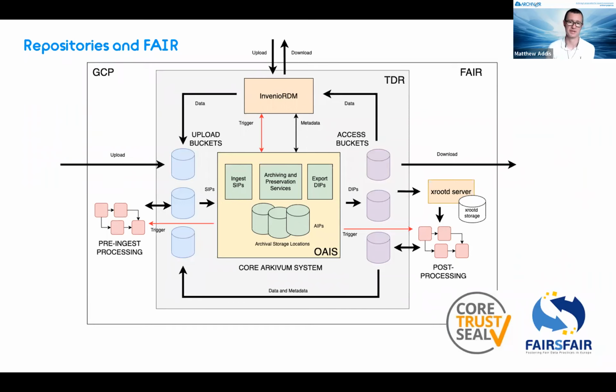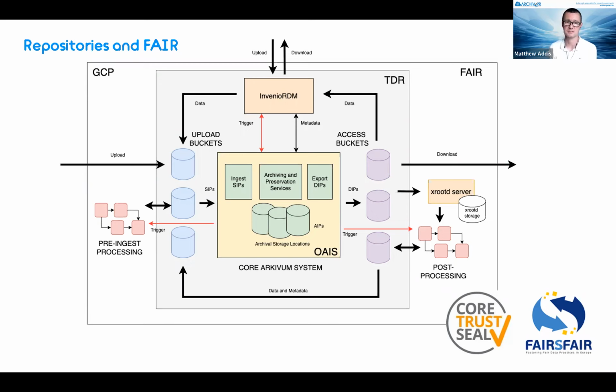So that's what this sort of complicated looking diagram shows. The core of our solution is in the center, and that's where the archiving and preservation happens. Then we add software for providing additional trusted digital repository services. And in ARCHIVER, we've integrated Invenio RDM to do that. And I'll demonstrate that a bit later on.